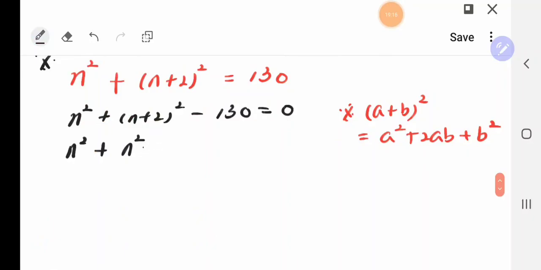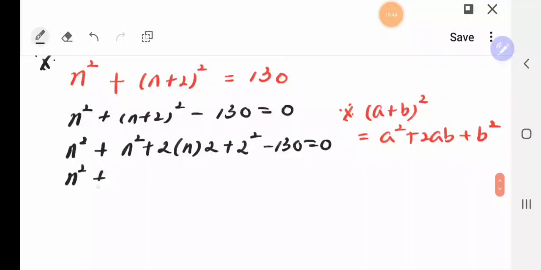So n squared plus 2 times ab is 4n, the product of 2n and 2, plus 2 squared is 4. Can you see this one? Okay, if you can see this, then let me rewrite it. 2ab plus b squared minus 130 is equal to 0.